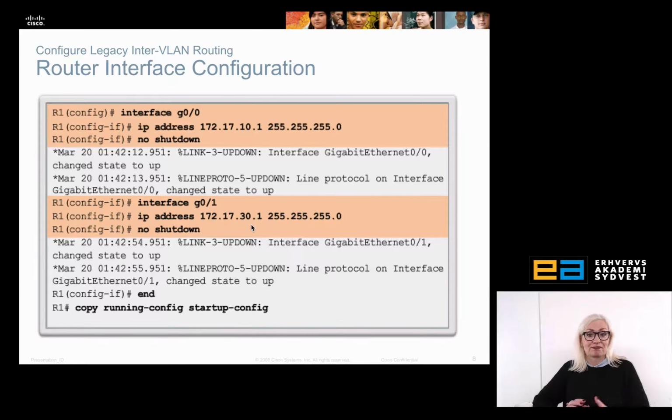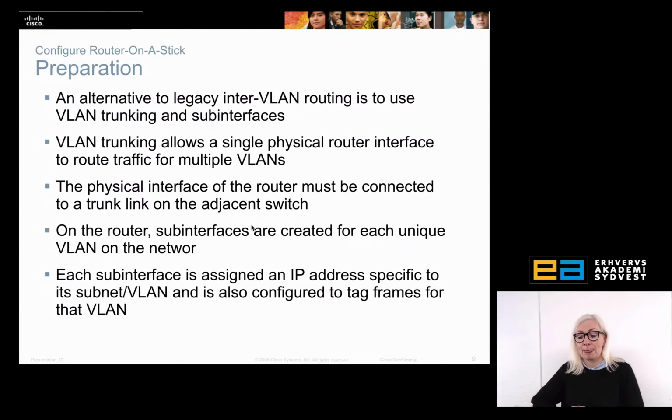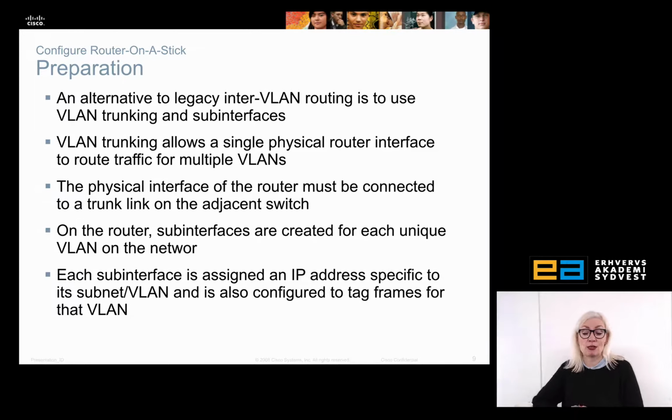But of course, if I add a VLAN 99 or VLAN 40 or VLAN something, then I need to have one more physical interface to be able to route between the new VLAN as well. And that, of course, is the problem with this solution. It scales really, really badly. So let's have a look at how to do it on a router on a stick instead, where we use trunking.